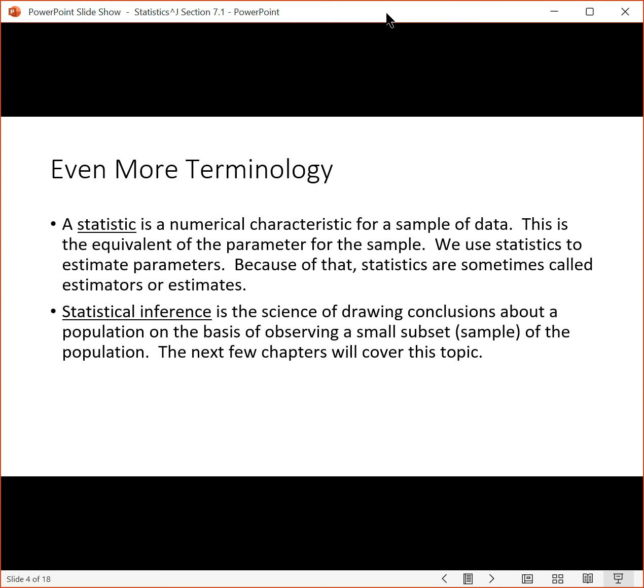A statistic is a numerical characteristic for the sample of data. This is the equivalent of the parameter for the sample. We use statistics to estimate parameters. Because of that, statistics are sometimes called estimators or estimates. Statistical inference is the science of drawing conclusions about a population on the basis of observing a small subset or sample of the population. That is what we're going to be doing over the next few chapters.